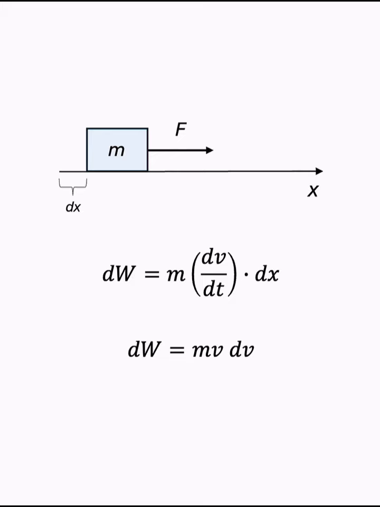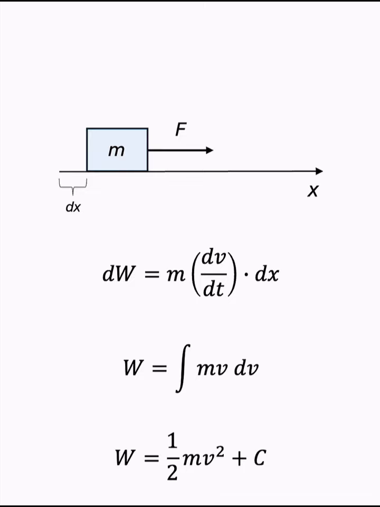To get W, we'll integrate both sides. The integral of dW is just W, and the integral of mv with respect to v is half mv squared plus a constant of integration. The work done is equal to the energy transferred, so this equation is the equation for the kinetic energy.